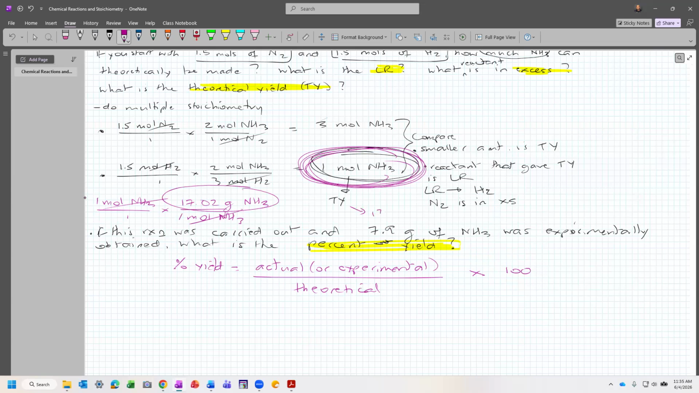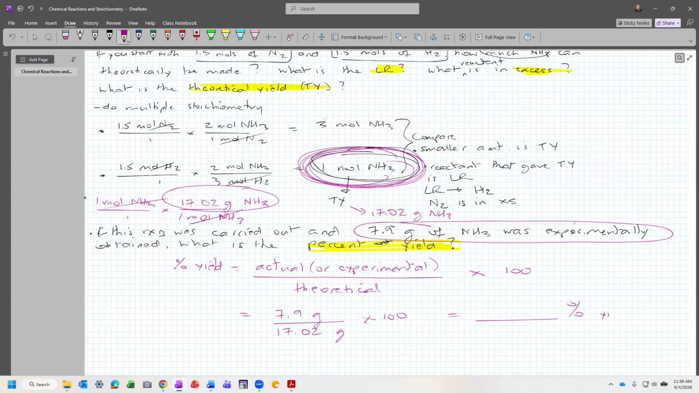So that's 17.02 grams of NH3. We are told down here that you actually got 7.9 grams. That's your experimental yield. So I can just take those two and divide them. So 7.9 grams I actually got divided by how much I should have gotten, 17.02 grams, times 100. Whatever number I get there, that's going to be your percent yield for that reaction.